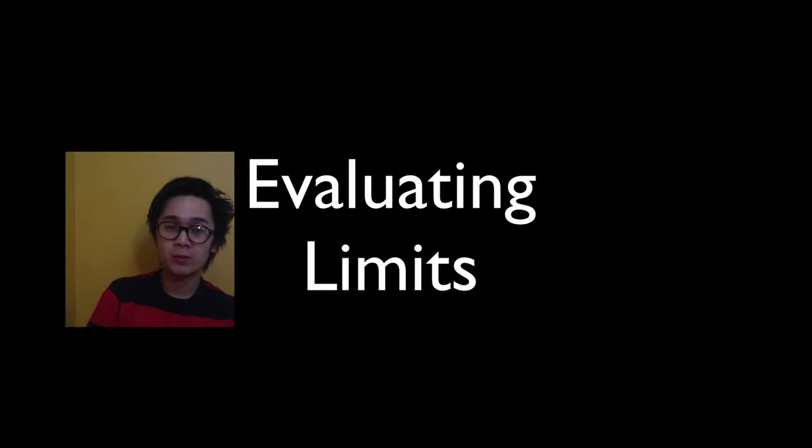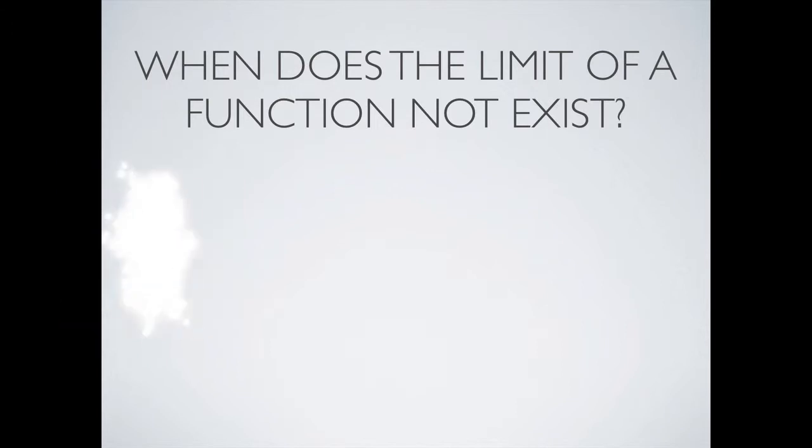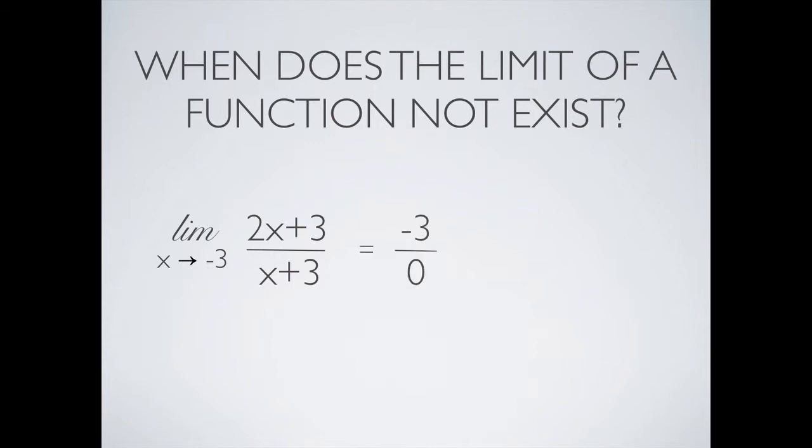Let's answer one of the most popular questions in calculus. When does the limit of a function not exist? Let's say we have a function 2x plus 3 all over x plus 3 as x approaches negative 3. To evaluate this limit, we can use the substitution method by plugging in the value of negative 3 to x. And in this case, it's negative 3 over 0. Therefore, we know the limit does not exist.